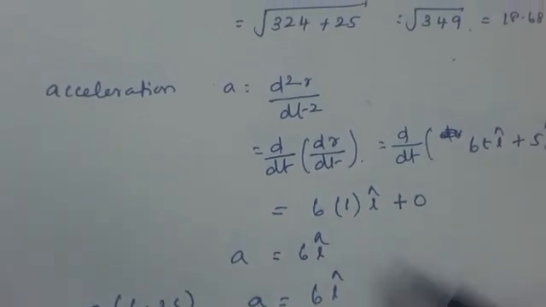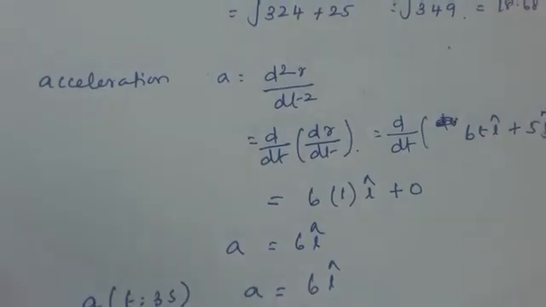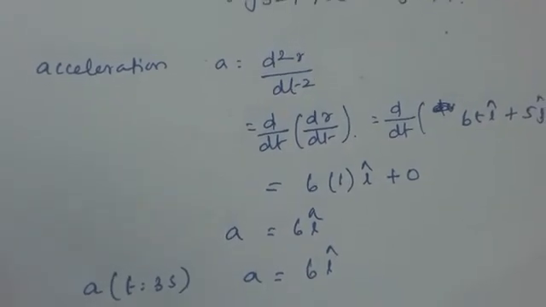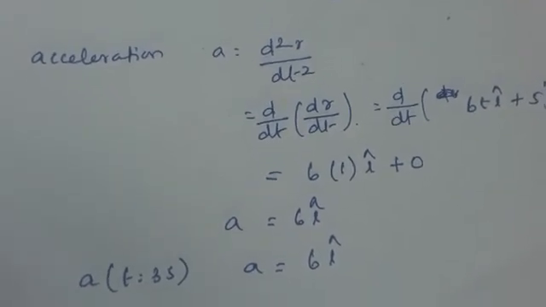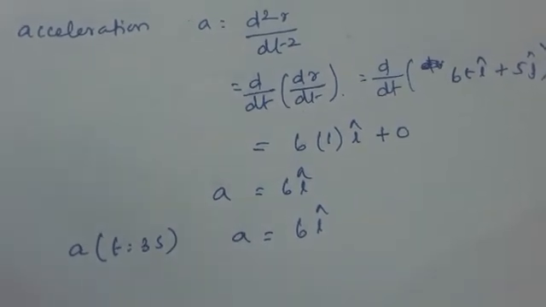So the acceleration is constant, but the velocity is not a constant one. So we can say the velocity is non-uniform, but the acceleration is uniform.